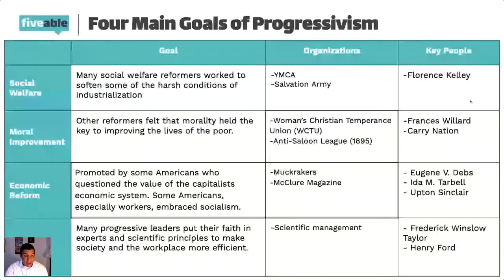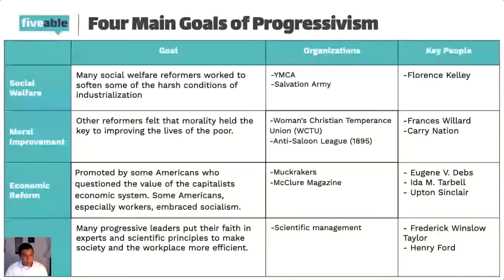The next was moral improvement. Reformers during this time felt morally responsible to help the poor, and they needed to help them. So 2 organizations were started, the Women's Christian Temperance Union, which we're going to talk a little bit about later. 2 key people are Frances Willard and Carry Nation.